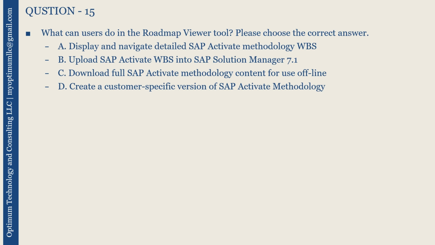Question 15. What can users do in the Roadmap Viewer tool? Please choose the correct answer. A. Display and navigate detailed SAP Activate methodology WBS. B. Upload SAP Activate WBS into SAP Solution Manager 7.1. C. Download full SAP Activate methodology content for use offline. D. Create a customer-specific version of SAP Activate methodology.